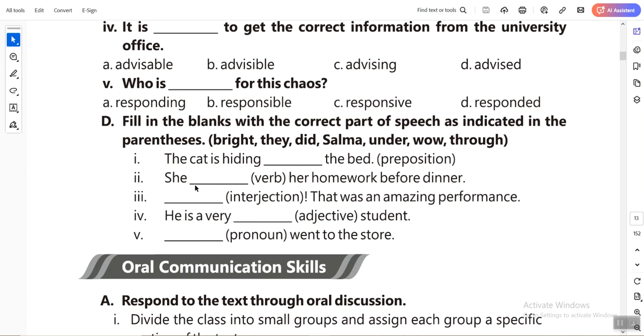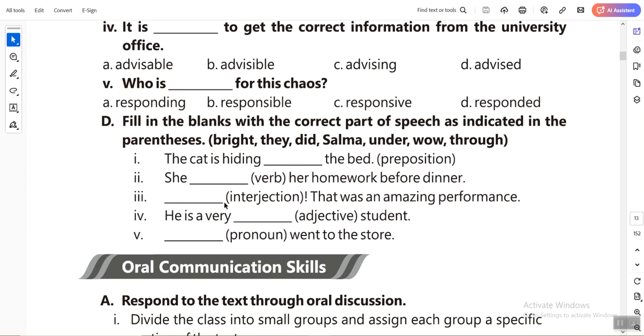Next, second sentence, she dash her homework before dinner. They have given us the option verb, which means we have to use some verb over here. So what you can put over here is, she did her homework before dinner. You can write the word did over here.